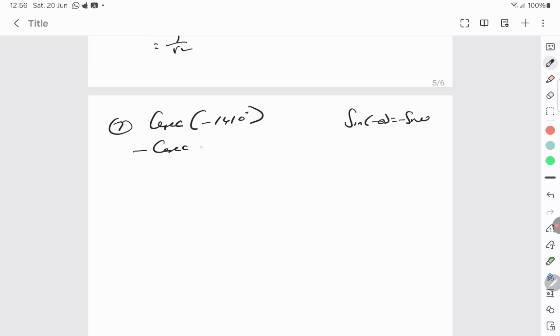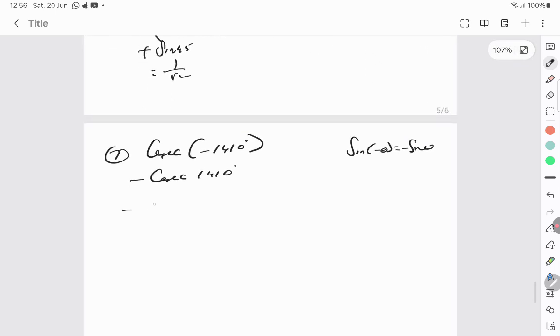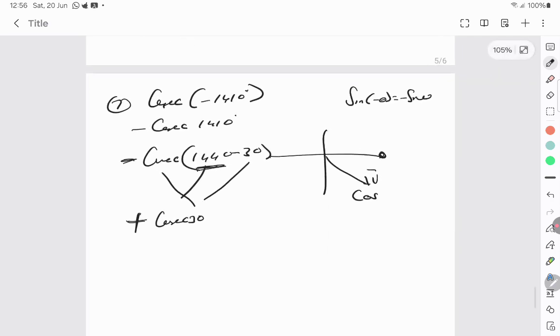Therefore this will also be minus cosecant 1410, and it's closer to 1440. So minus cosecant of 1440 minus 30. When you do it like that, you know it's in the fourth quadrant, because 1440 comes here, fourth quadrant, where cos only can be positive. Cosecant is the reciprocal of sine, so the answer will be negative. So negative of negative will become positive. This is an even integral, so it's cosecant 30.